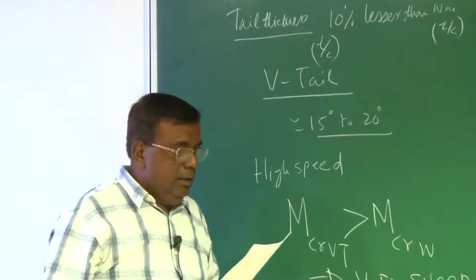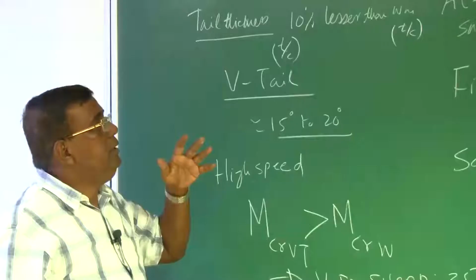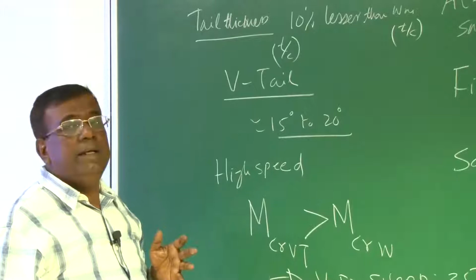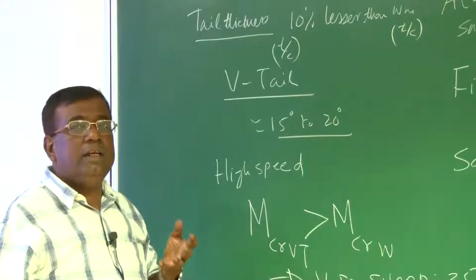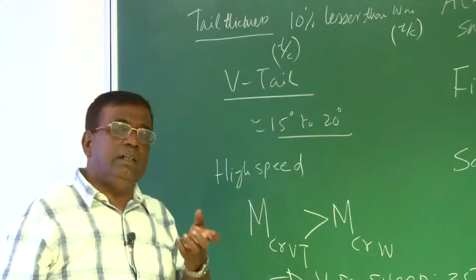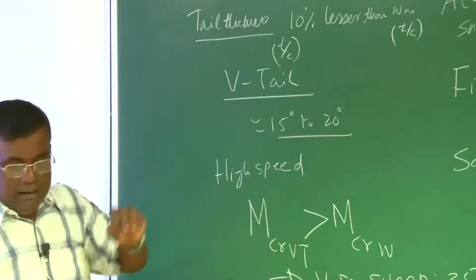And mostly the horizontal tail will have a symmetric aerofoil, right? Again, you can debate it out, but T by C for a horizontal tail is thinner. This is guided by the understanding that we want M critical of the horizontal tail to be more than M critical of the wing. Because we know if I make the aerofoil thicker and thicker, M critical will reduce, right? So all those things are converged here, and I thought I will share this number with you.